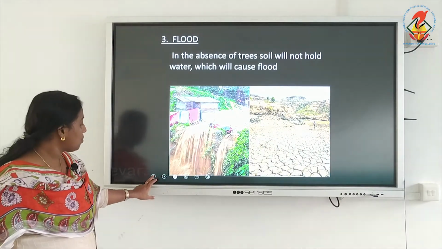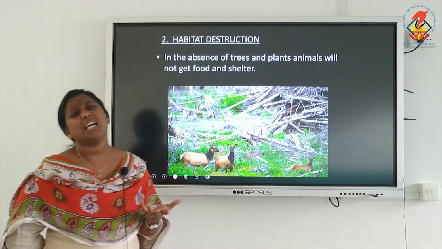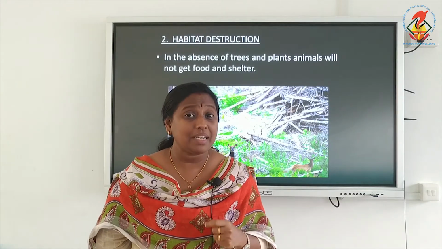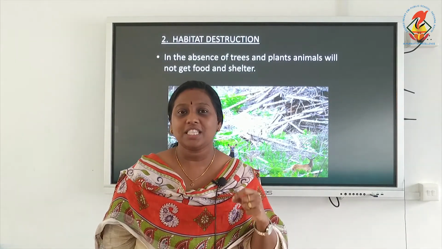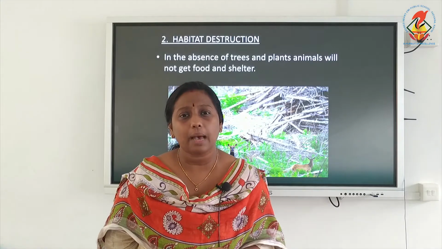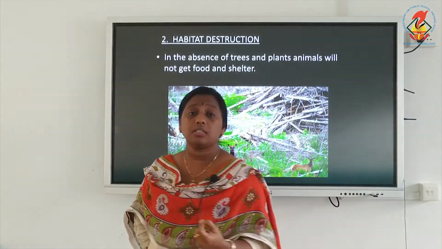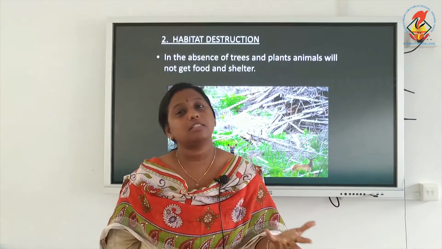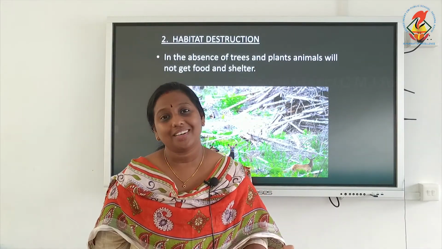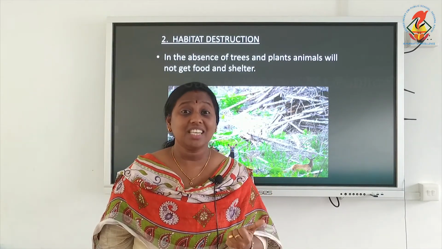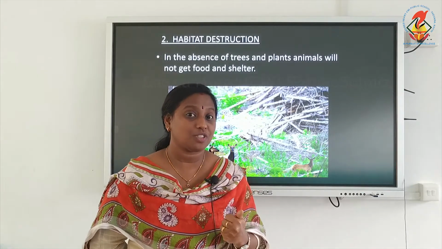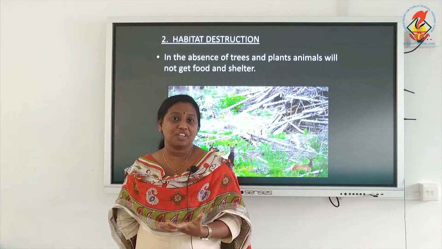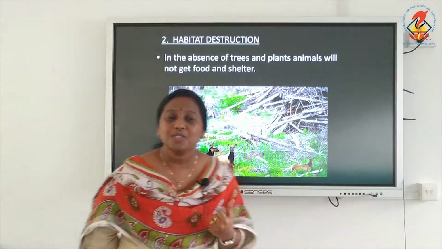Now moving on to the next consequence of deforestation, the second one. The second consequence of deforestation is habitat destruction. Remember the term habitat we studied in video 1. Habitat means place of living. The place where an organism lives is called its habitat. When we are clearing forest, the habitat of different plants and animals is lost. Finally, these organisms will die. So the variety of our organisms reduces. We have a rich variety of both plants and animals in nature. This variety will reduce.